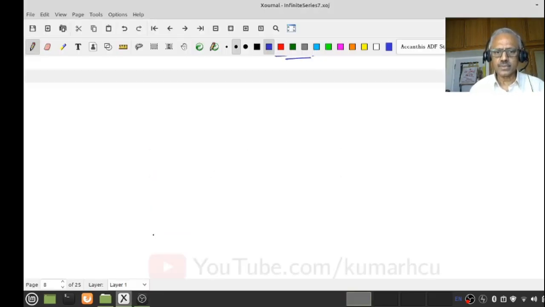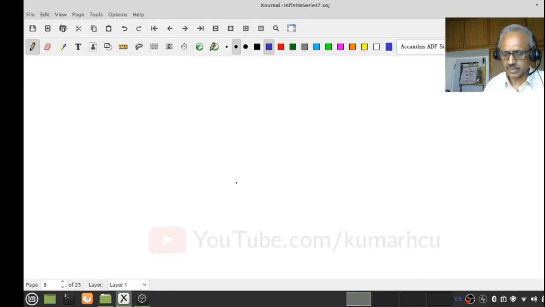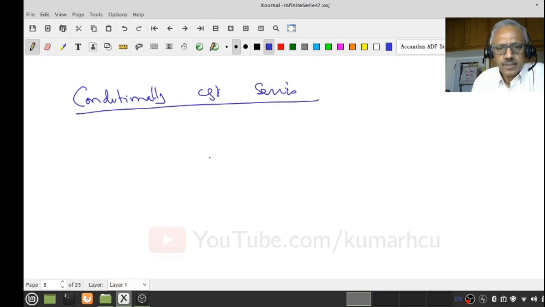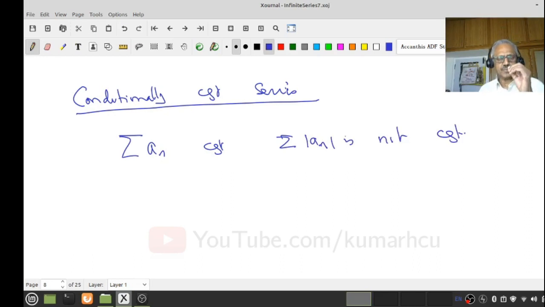Okay, now let's go to the next one. So now we want to talk about conditionally convergent series. Suppose the sum of an is convergent, but the sum of mod an is not convergent. We want to understand some important facts about such series.